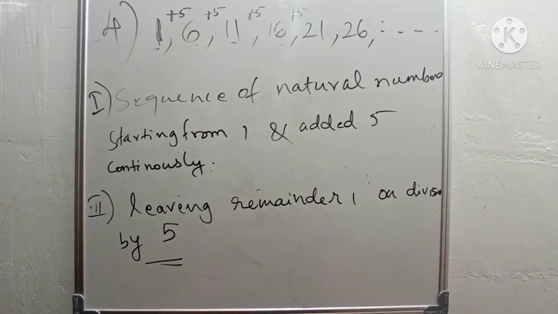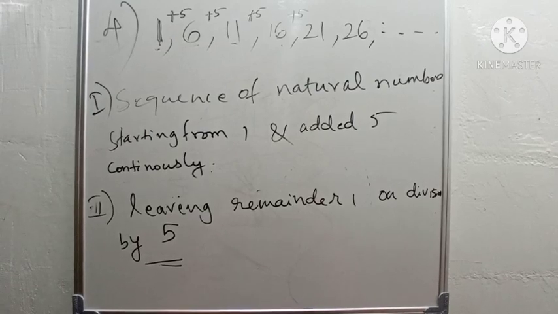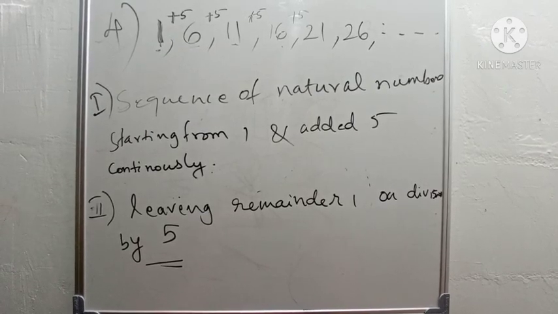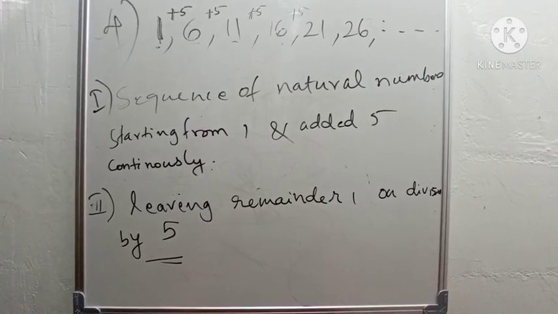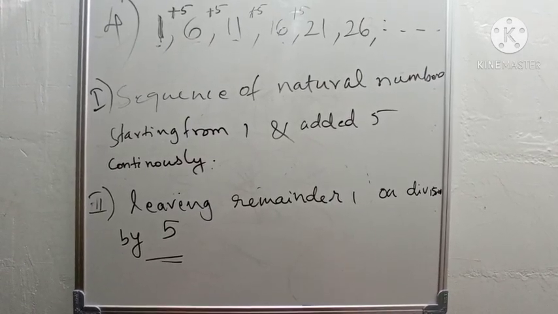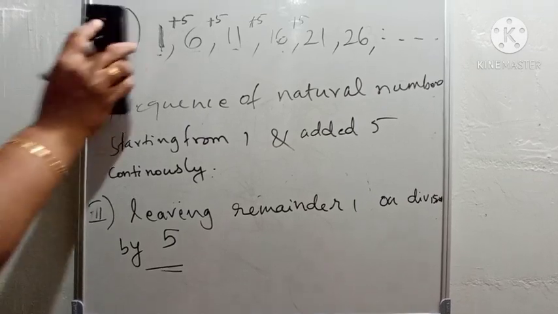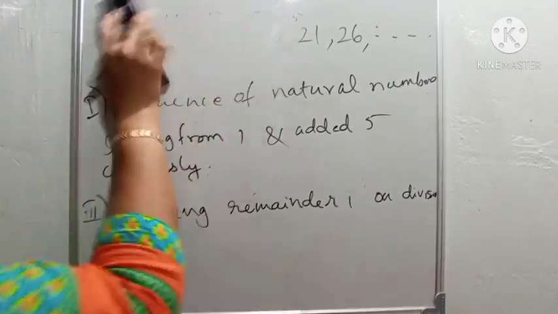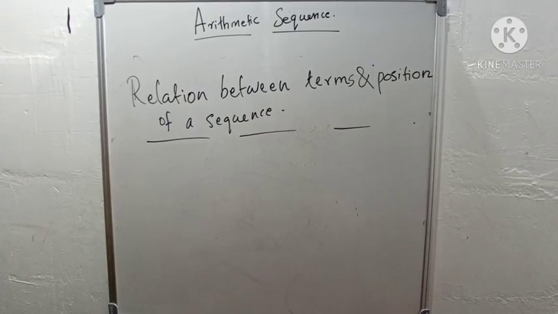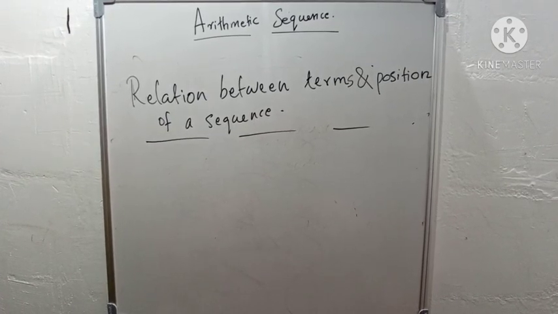Now we are coming to the second section of this chapter. The second section is about the relation between the position and the terms of a sequence. Okay, the relation between the position and terms of a sequence.